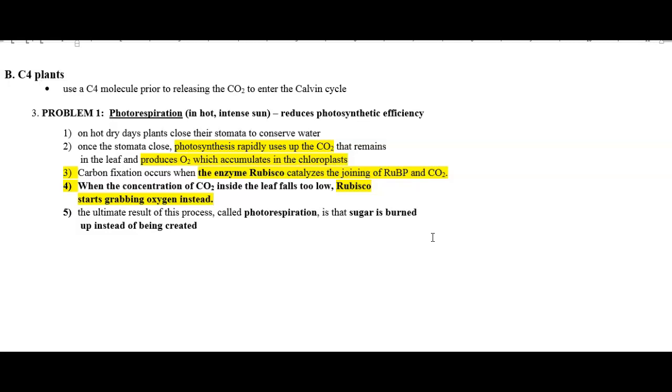So photosynthesis is going to no longer have access to carbon dioxide in the atmosphere. So it's going to use up the carbon dioxide that it has. And in photosynthesis, it produces oxygen. That's going to accumulate in the chloroplasts. Carbon fixation, Rubisco, whose job is to join RuBP and carbon dioxide, it's doing its job, but then there's not enough carbon dioxide, so then it's going to start to grab oxygen. So in this case, which is called photorespiration, all the glucose that they're trying to make is going to be used up. So sugar is burned up instead of being created.